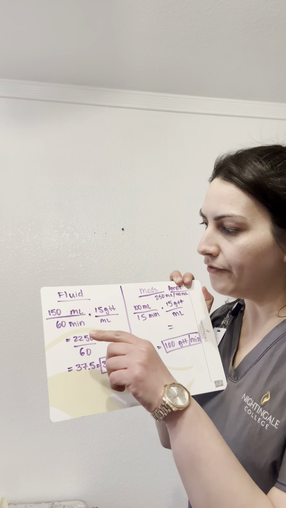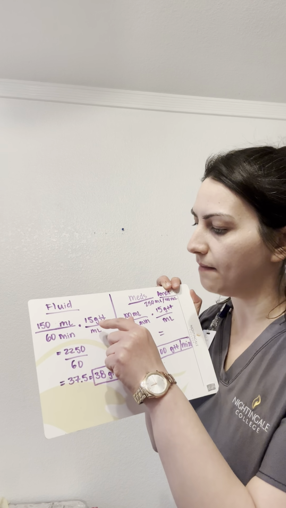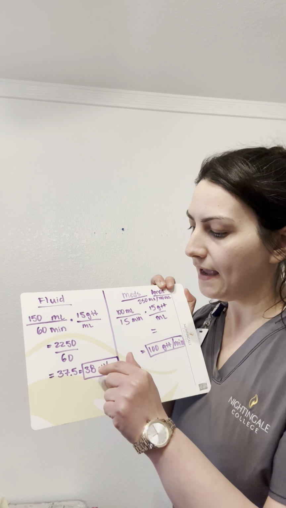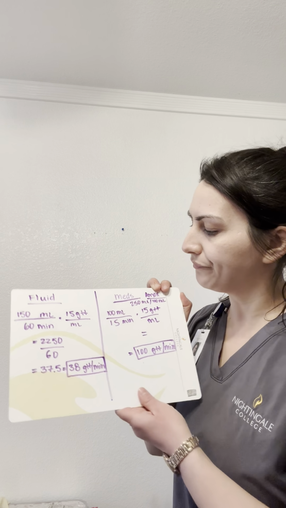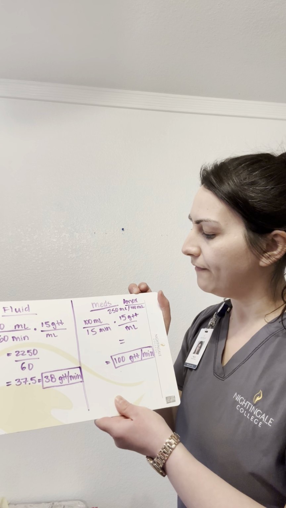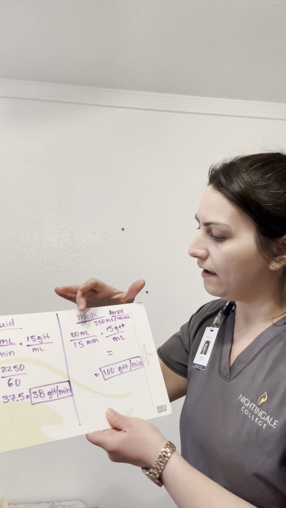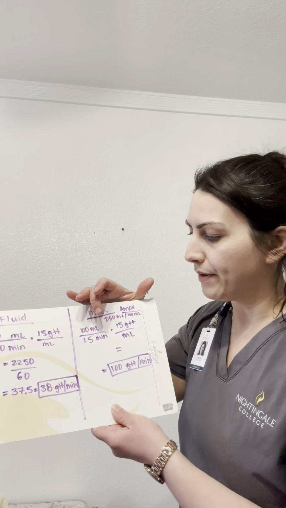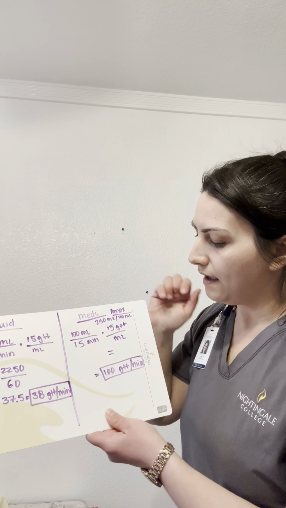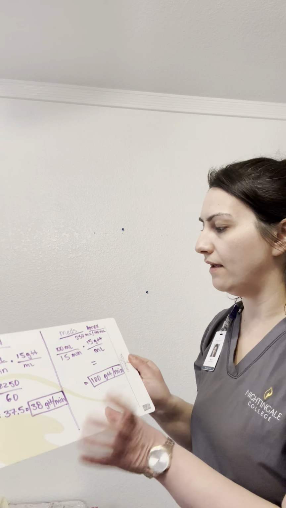For the fluid, we're going to give 150 milliliters per 60 minutes, 15 drops per milliliter. That equalizes to 38 drops per minute. For the medication, we're going to be giving amoxicillin, 250 mg per 100 milliliters. It's going to be 100 milliliters per 15 minutes, 15 drops per milliliter, and that equalizes to 100 drops per minute for the medication.